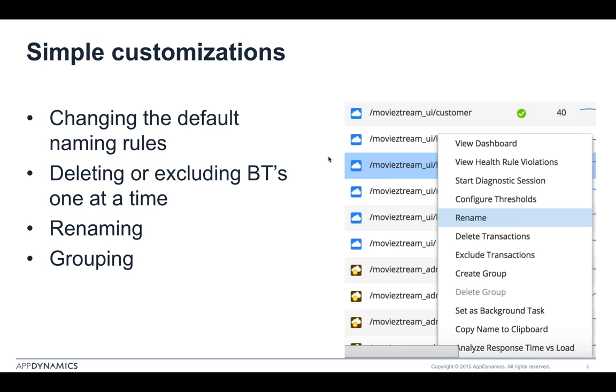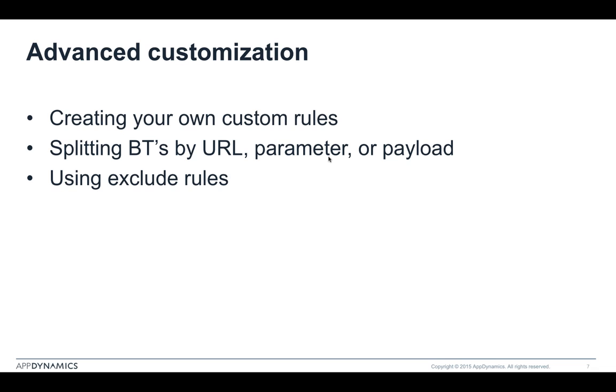So I mentioned deleting and excluding. Sometimes people ask me what the difference is. Deleting a BT removes it from the list, deletes all of the history, snapshots, metrics, everything associated with that BT. But if a user comes back to that page, that BT will be detected again as a new BT. So in that sense, delete is kind of temporary. Excluding a transaction doesn't delete the history, but it does permanently remove it from the list. So you'll never see that BT again.